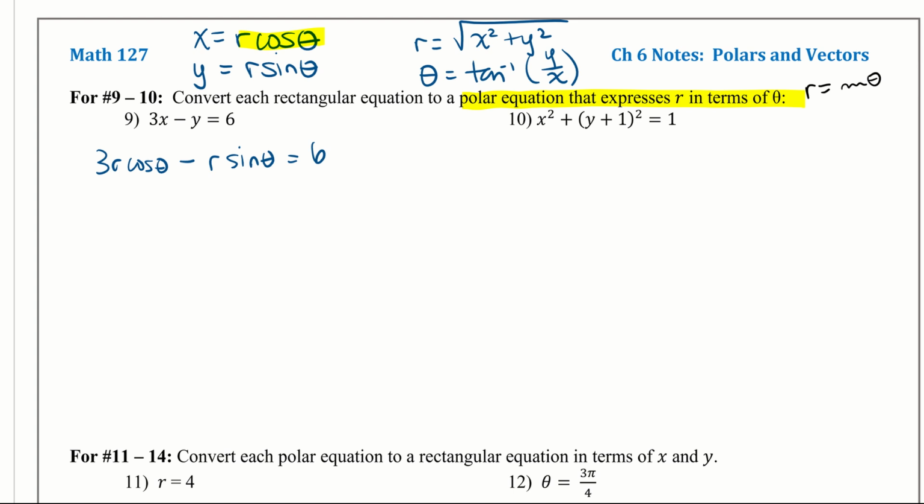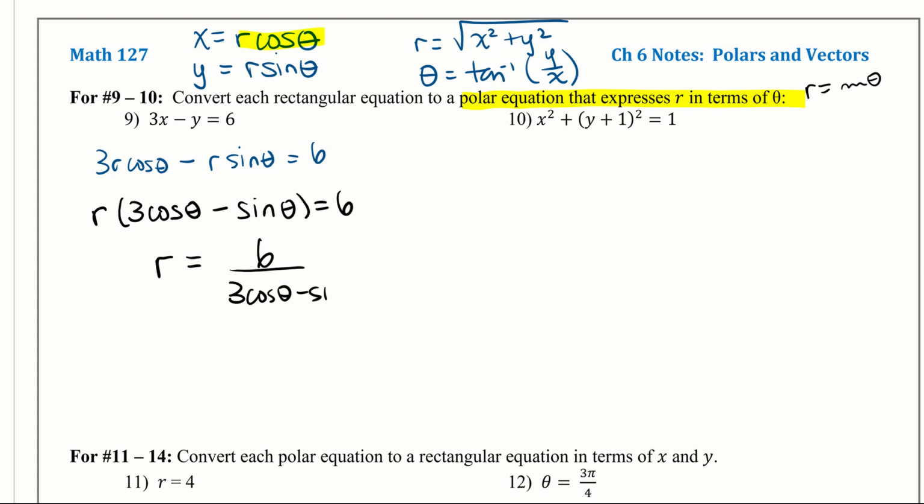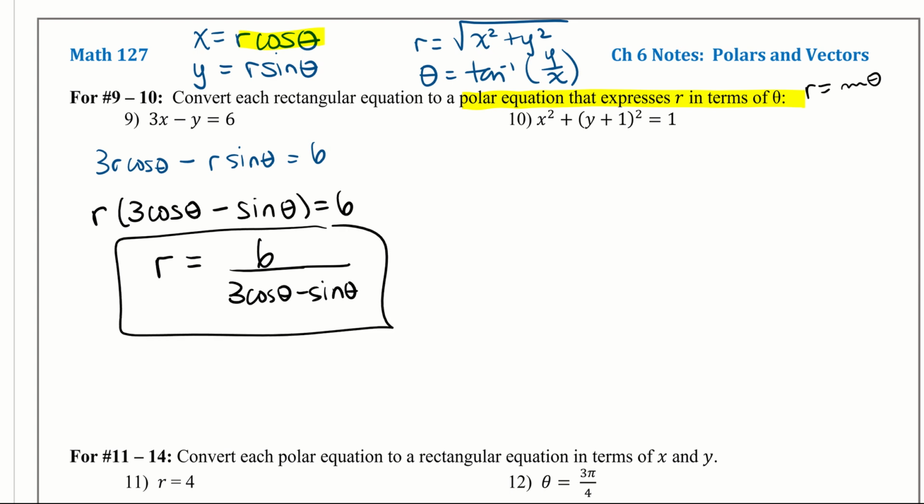So since r needs to be isolated, I now have r on the left-hand side of number 9, but I have it in two expressions. I'm going to factor r out as the GCF. And then to isolate r, I will divide. R is equal to 6 over 3 times the cosine of theta minus sine of theta. Now, right now, that might just feel like mumbo jumbo to you a little bit, but this is actually our solution. This is our answer.